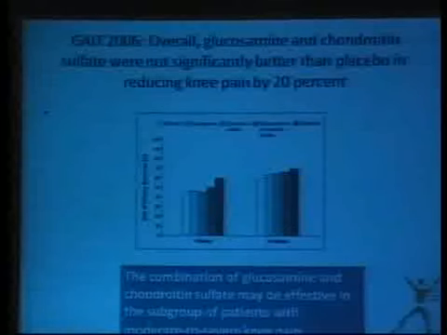Glucosamine and chondroitin, the GAIT 2006 study published in the New England Journal of Medicine by Clegg and colleagues.